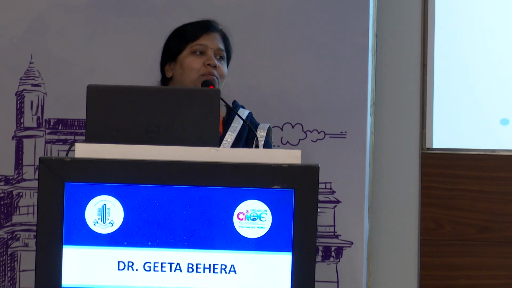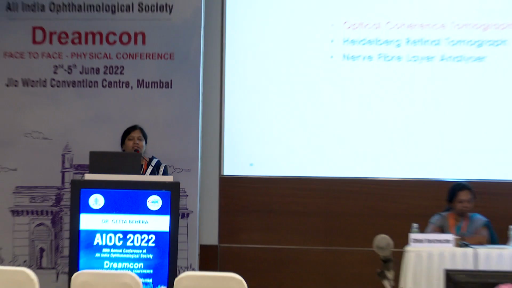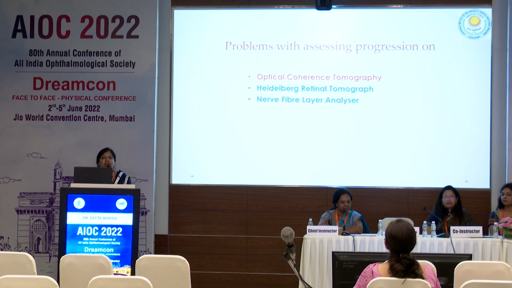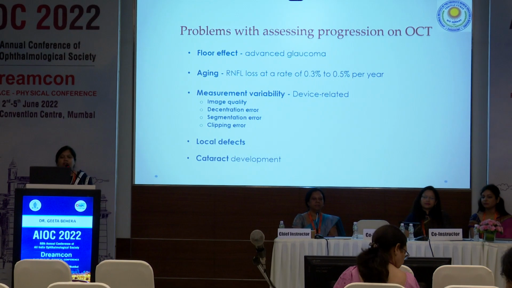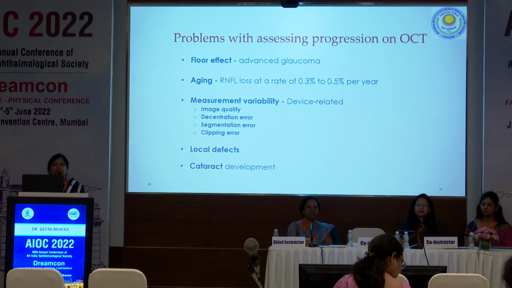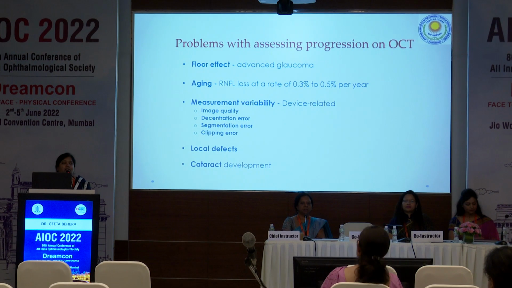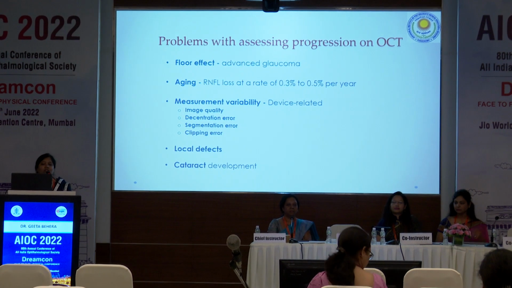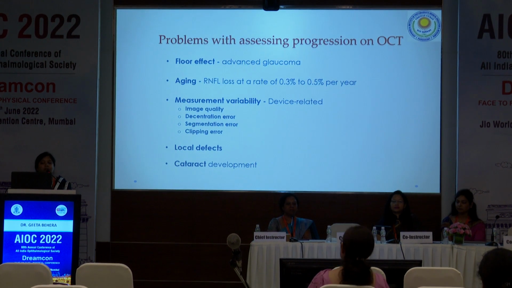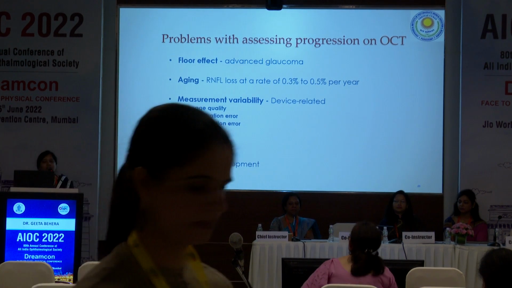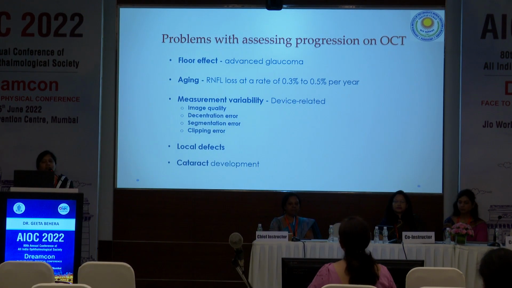So I will be speaking a little bit on the problems with assessing progression on the imaging devices. So these are the 3 imaging devices which we have, and I will be basically focusing on the OCT, which is the most commonly used device. So the problems with assessing progression on OCT is mainly due to these factors. It's either the floor effect, which is seen in advanced glaucoma, aging, that is RNFL loss at a rate of 0.3 to 0.5% per year, measurement variability, which is device related to the image quality, decentration error, segmentation error or clipping error, presence of local defects that can be easily missed, and cataract development.